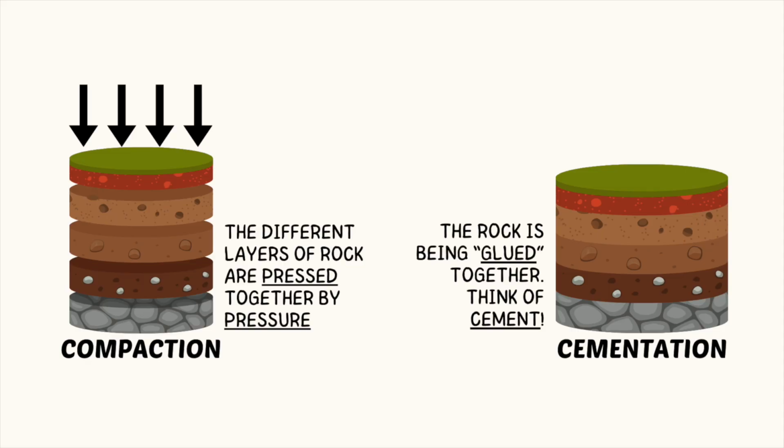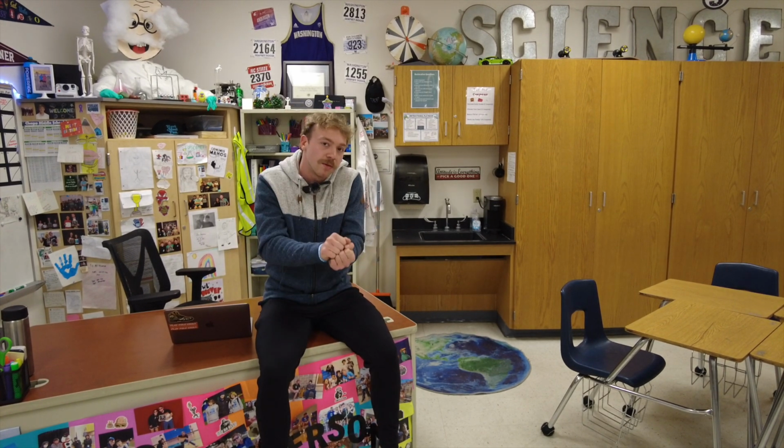Two more terms we need to know about sedimentary rocks are compaction and cementation, okay? Compaction is essentially when the different layers of rock are compacted or pressed together. Lots of pressure causes these rocks to be pressed together. That's compaction. Cementation is when they are essentially glued together or cemented together. So sedimentary rocks are when all these tiny little pieces of sediment come together and they compact and cement to form a sedimentary rock. Now, we also have igneous rocks.